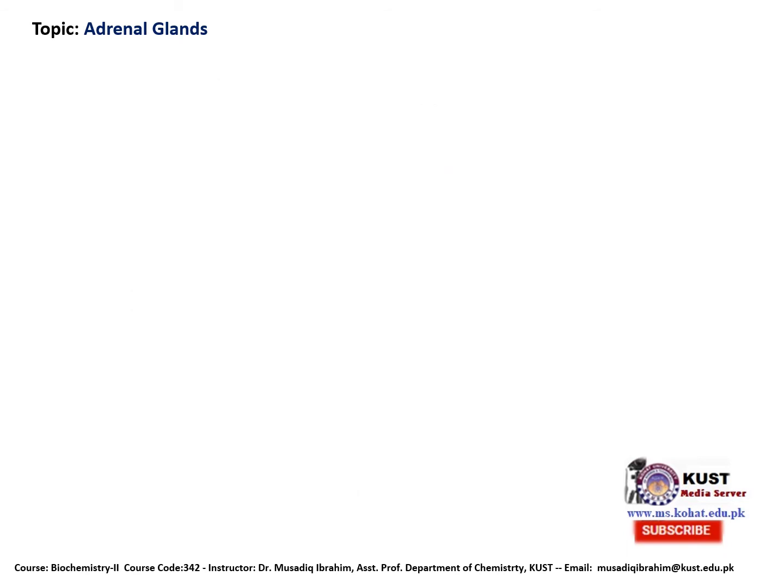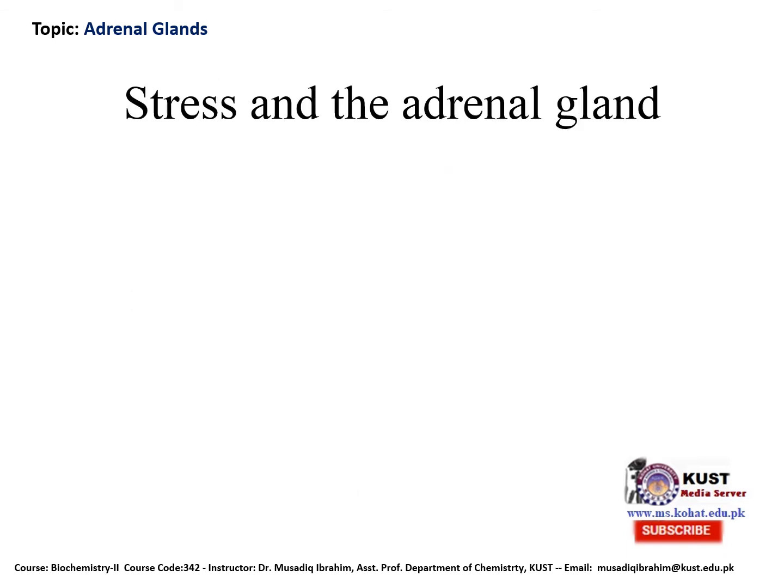Now moving towards stress and the adrenal glands. The stress and adrenal gland are very closely connected with each other, and as a result of stress due to certain conditions, the adrenal gland secretes its hormones to decrease the stress.